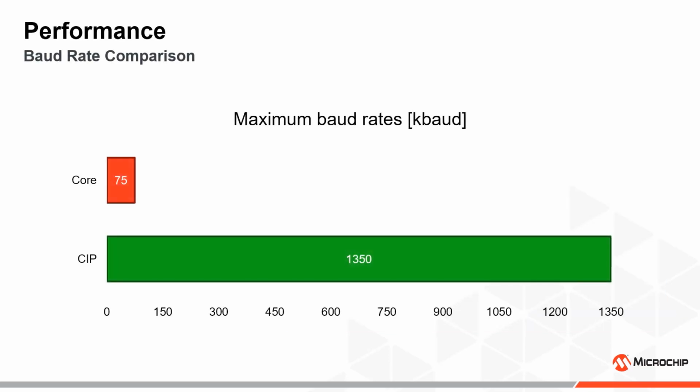Let us now compare the performance of the different implementations. The maximum baud rate when using the core-based encoder and decoder is about 75 kilobaud. The CIP-based implementation, on the other hand, supports up to 1350 kilobaud. That is an 18 times higher baud rate and illustrates the power of the Core Independent Peripherals.